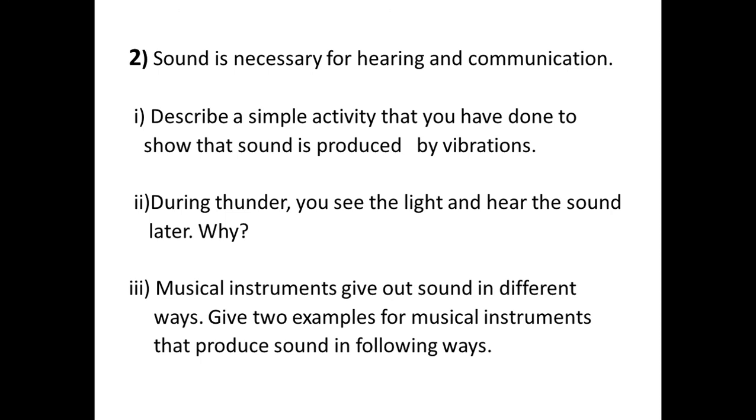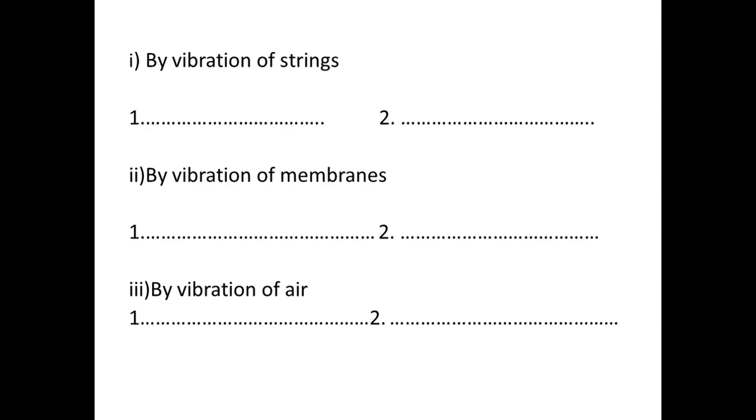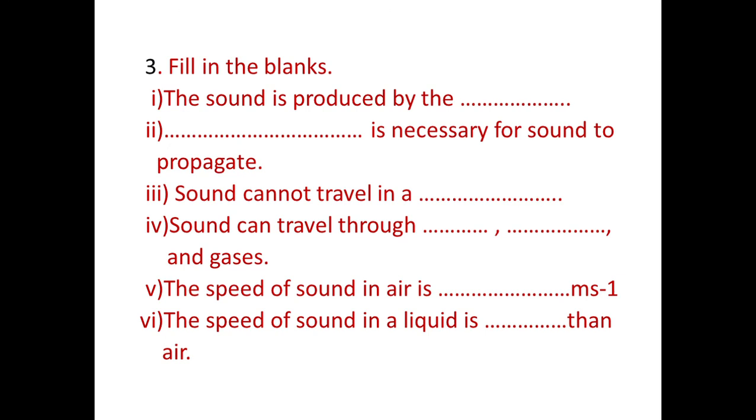Number 3. Musical instruments give out sound in different ways. Give 2 examples of musical instruments that produce sound in the following ways. By vibration of strings, by vibration of membranes, and by vibration of air. Question number 3. You have to fill these blanks. Number 1. The sound is produced by the blank. Number 2. Blank is necessary for sound to propagate. Number 3. Sound cannot travel in a blank.